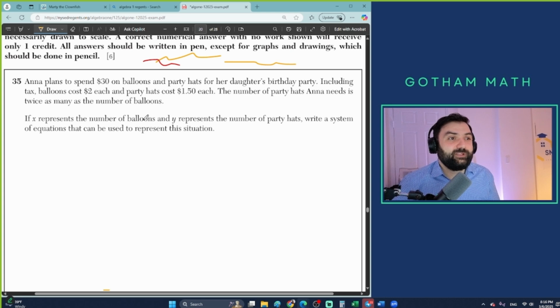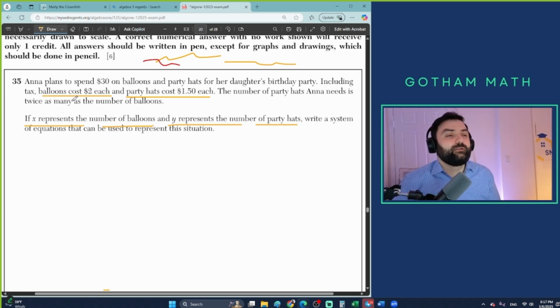Anna plans to spend $30 on balloons and party hats for her daughter's birthday, including the tax. Balloons cost $2 each, and party hats cost $1.50 each. The number of party hats Anna needs is twice as many as the number of balloons. If x represents the number of balloons and y represents the number of party hats, write a system of equations that can be used to represent this situation.